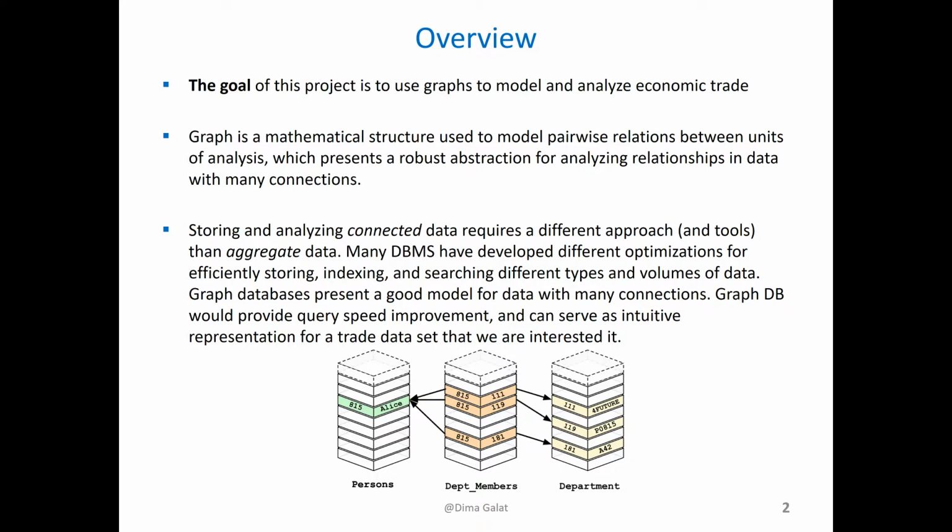The chart below represents all the joins that a relational database management system would have to perform in order to just return this simple graph. Instead, other database management systems developed optimizations for efficiently storing, indexing, and searching these different types and volumes of data. Specifically, graph databases present a very good model for dealing with data with many connections. They would provide query speed improvements and serve as an intuitive representation for the trade dataset that we are interested in.